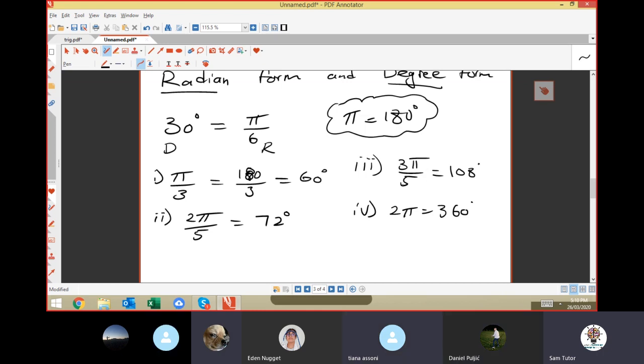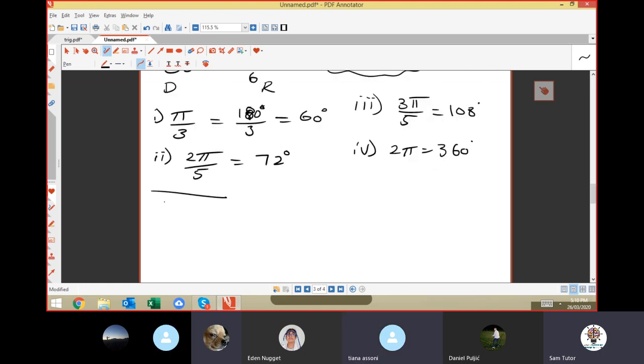Does this make sense right now to everybody? Cool. All right. Now, that was the easy one. Converting from radians to degrees is easy. The harder one is usually converting from degrees to radians. So this is radians to degrees. This one's degrees to radians.